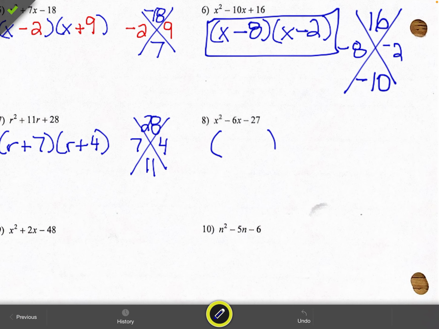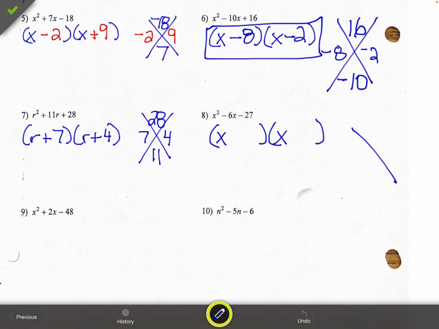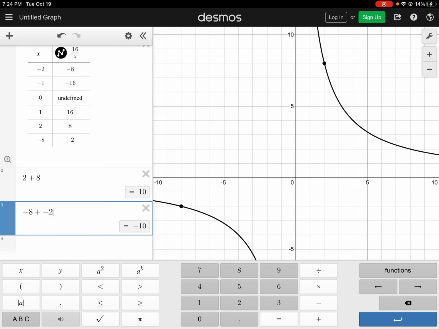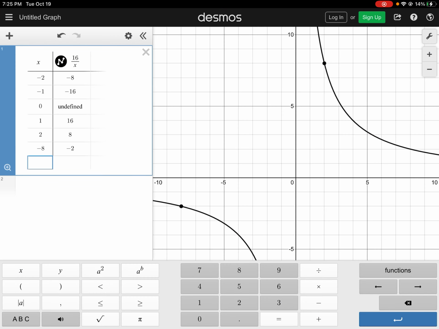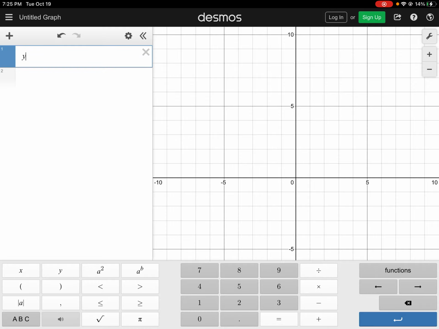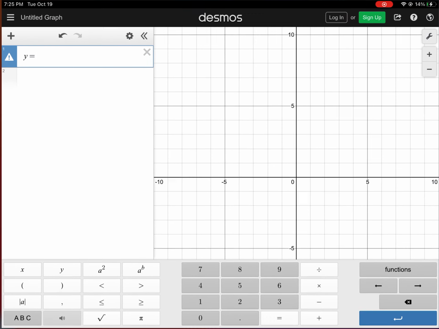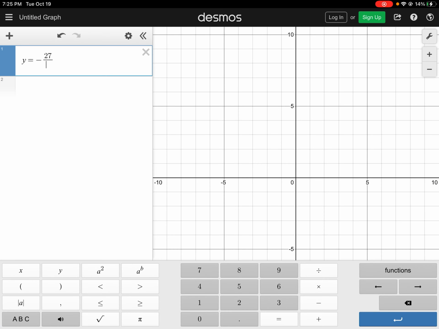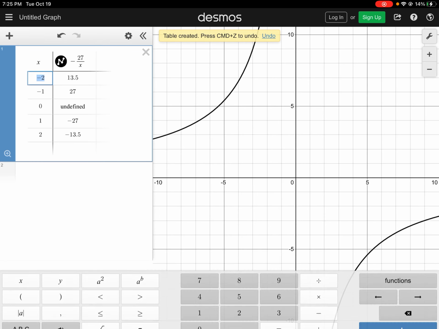Number 8, set up my parentheses, because this step never changes. The letter might change, but that step doesn't. Set up your x puzzle: negative 27, factors of negative 27 that add up to negative 6. Again, especially with negatives, they're not as clear. Sometimes you can figure it out if they're positives, but y equals negative 27 divided by x, table it.